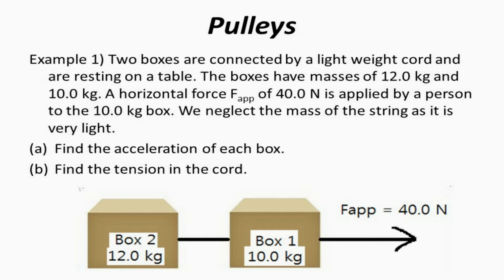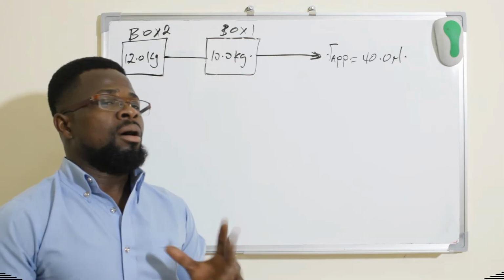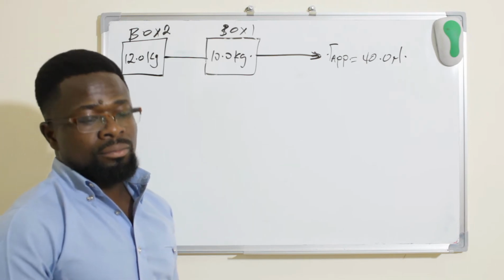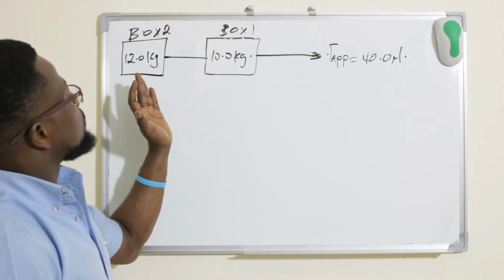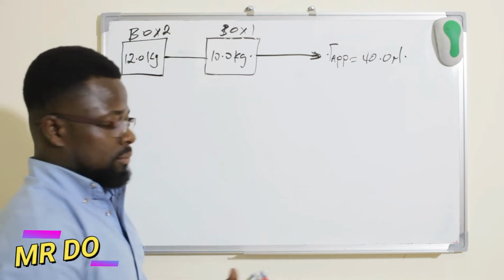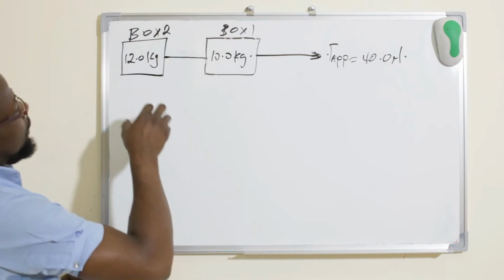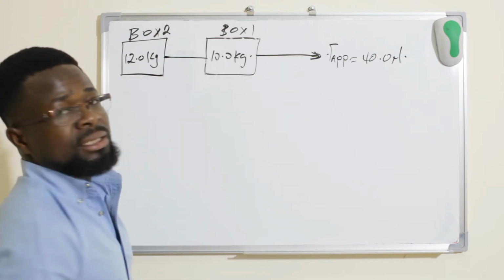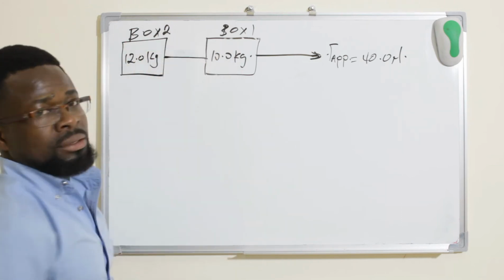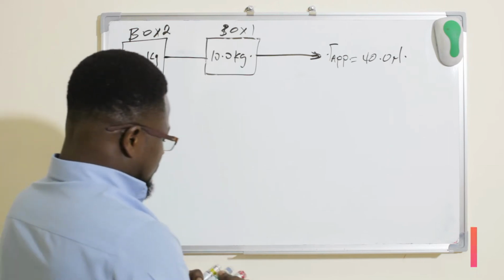Question number 1. Find the acceleration of each box. Number 2. Find the tension in the cord. Alright, now let's solve the problem at hand. We can see that we have two boxes here and they are being connected by a cord. So we're going to draw a free body diagram for each of the boxes, and then we'll find the net force acting on each of the boxes. Okay, so let's begin from there.